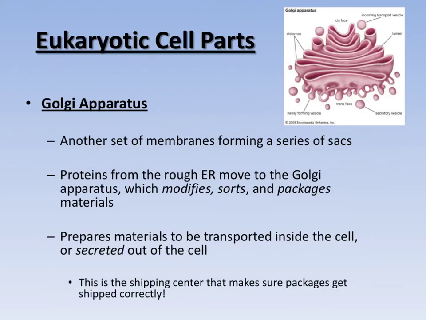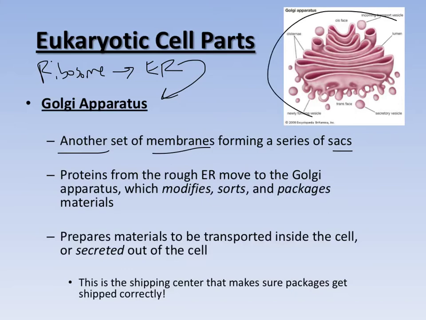The next step is the Golgi apparatus. So if we made our product in the ribosome, then we modified it some in the ER and processed it, then we're going to pass it on to the Golgi apparatus. So this is another set of membranes that form sacs. This comes after the endoplasmic reticulum. A lot of times we say it looks like a stack of pita breads or something like that.